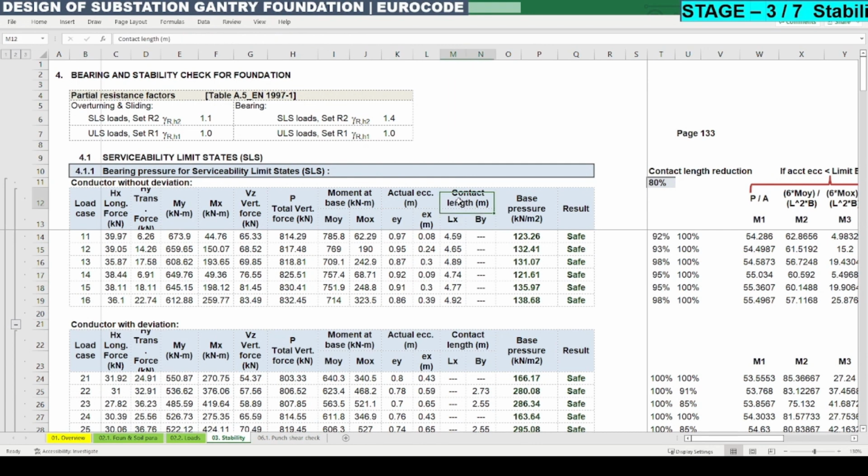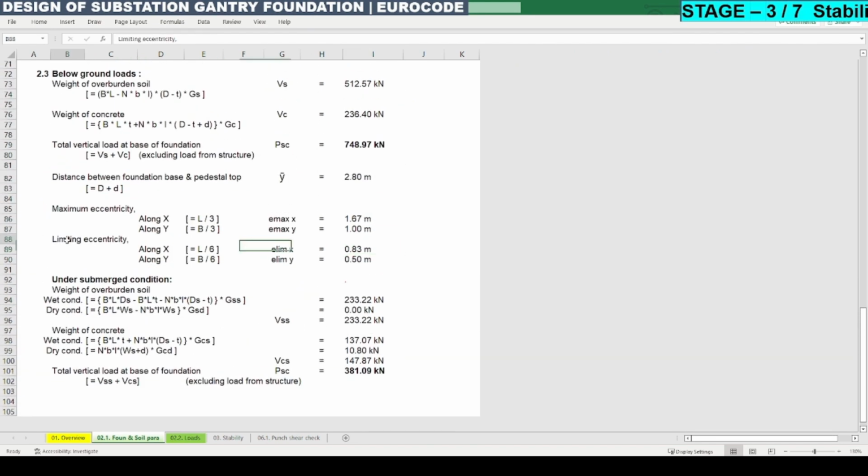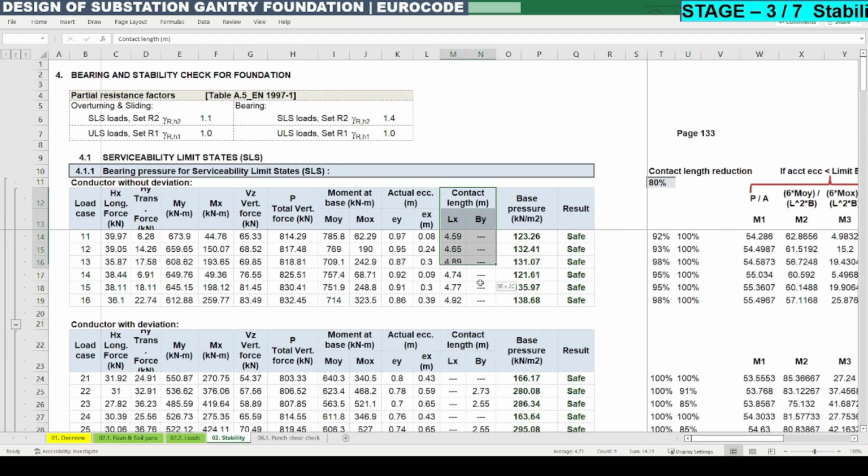Next, coming to the contact length calculation. What is a contact length? Due to the eccentricity effect, suppose the eccentricity is greater than the limiting eccentricity which we saw in stage 2. Here you can see that the limiting eccentricity is nothing but L by 6 or B by 6, with respect to the length or width of the foundation. We already calculated this in our second stage. If the actual eccentricity along x or y exceeds this, then we need to find out the contact length for that. Why is it so?